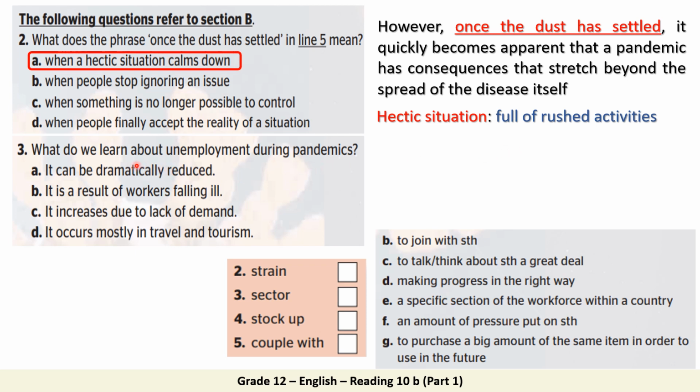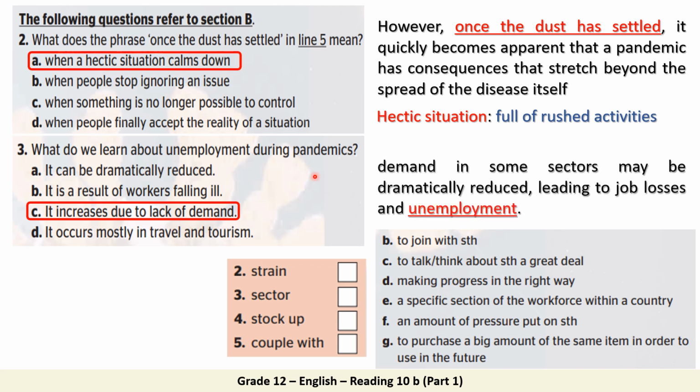Question number 3. What do we learn about unemployment during pandemics? Exactly. We learn that unemployment increases during pandemics due to lack of demand. And this is the evidence. Demand in some sectors may be dramatically reduced, leading to job losses and unemployment.